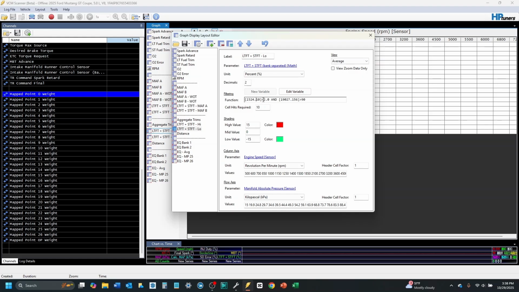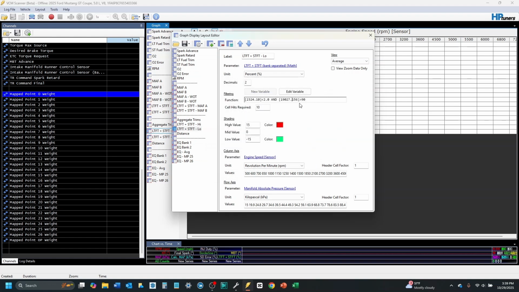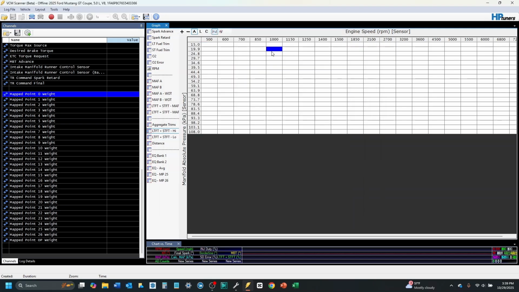Show me all the values that are under 2 volts and show me all values where mapped point 10 as the active table is higher than 90%, because you will see in the log that these have percentages, right? And this logic works, okay? And so it'll only show me in my graph here, right? I will only get values in here with trim percentages I can tune with.